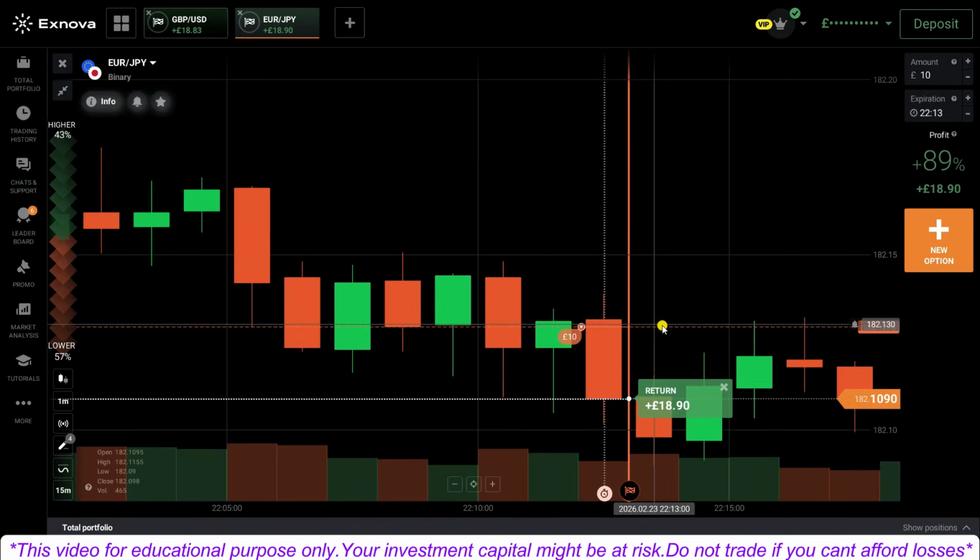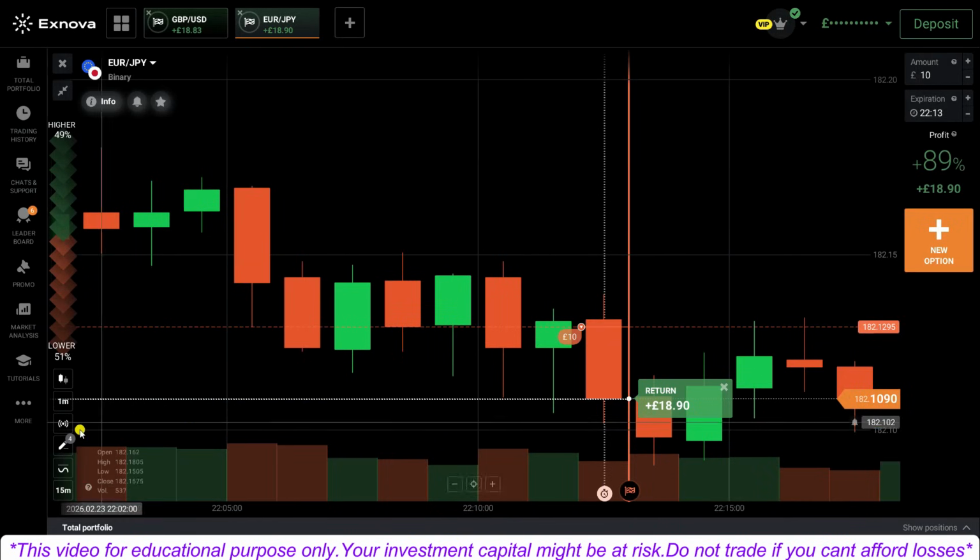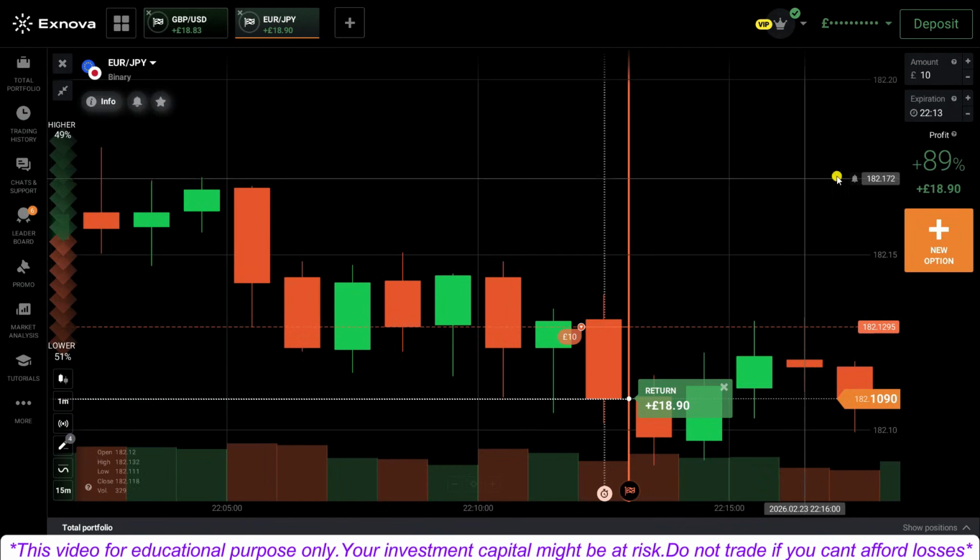And moreover, you can use the 1 minute time frame with 1 minute expiry. If you are a beginner, I would suggest going for 5 minutes with 5 minutes expiration time.